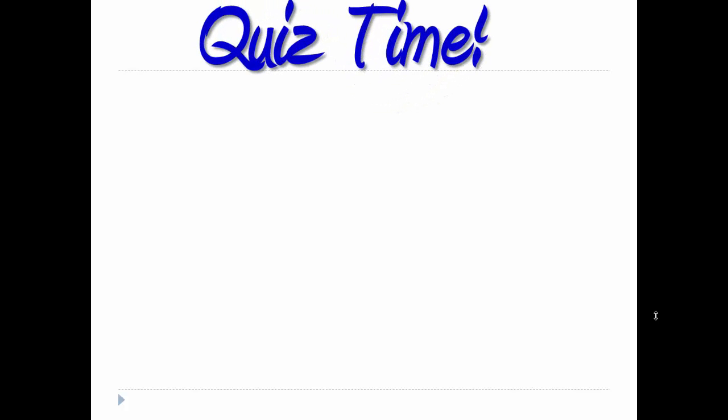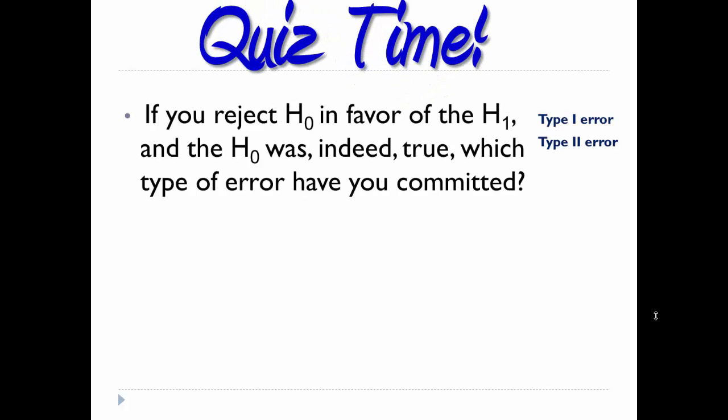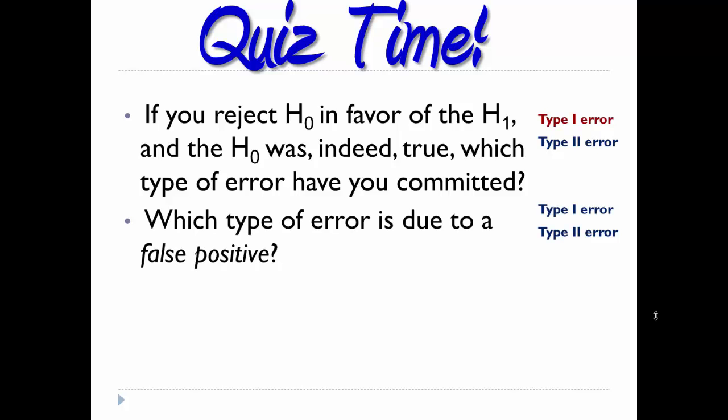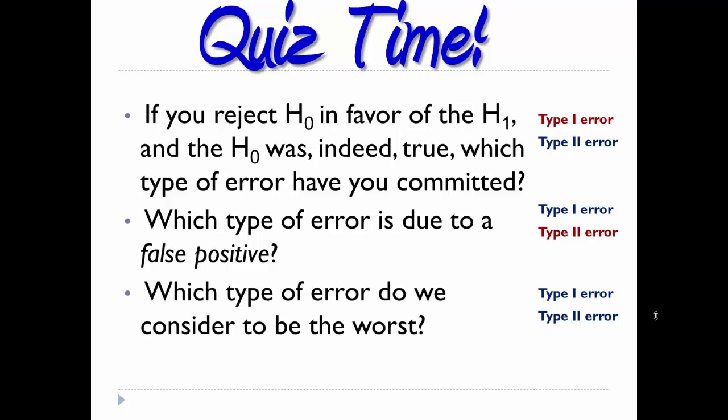Quiz time. If you reject the null hypothesis in favor of the alternative hypothesis and the null was indeed true, which type of error have you committed? And which type of error is due to a false positive? Which type of error do we researchers tend to consider to be the worst? Remember our criminal justice system.